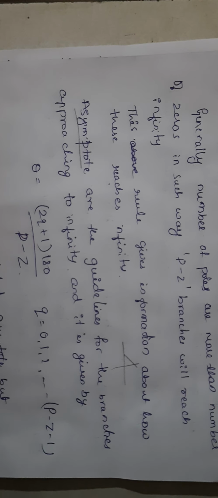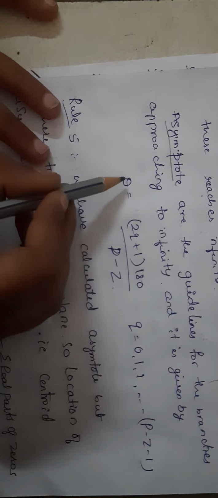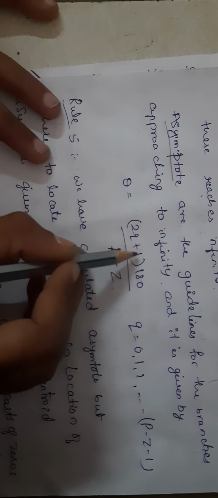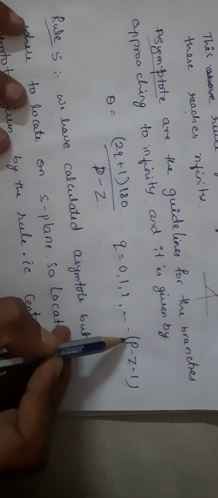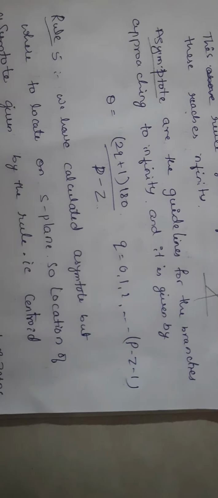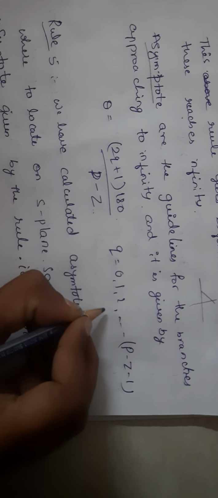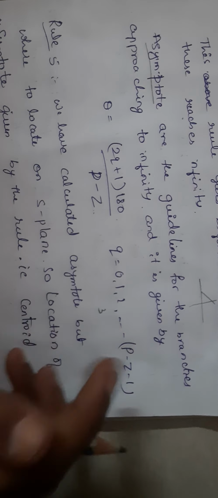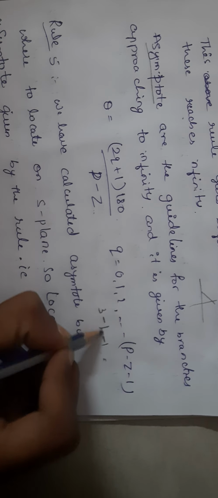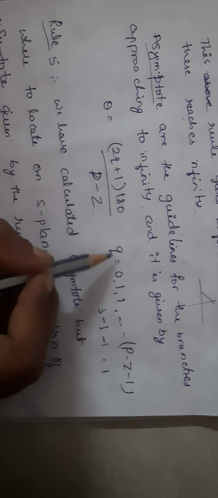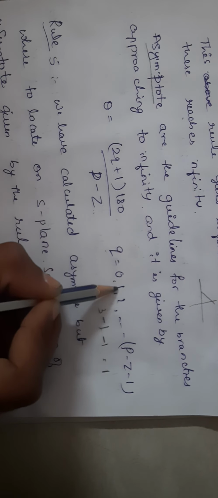Okay, the guideline will be that, and it will be calculated as theta is equal to (2q plus 1) into 180 divided by (p minus z). This q value will vary from 0, 1 up to p minus z minus 1. If there are 3 poles and 1 zero, then 3 minus 1 is 2, and 2 minus 1 is 1, so q will vary over 0 and 1.